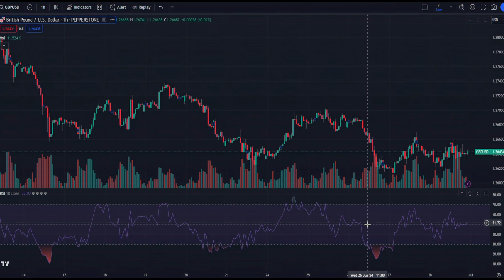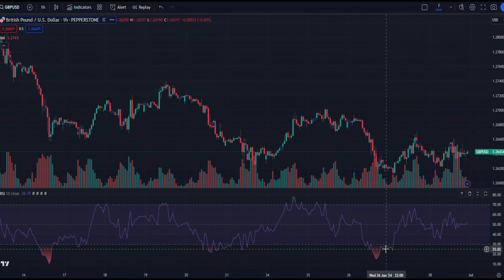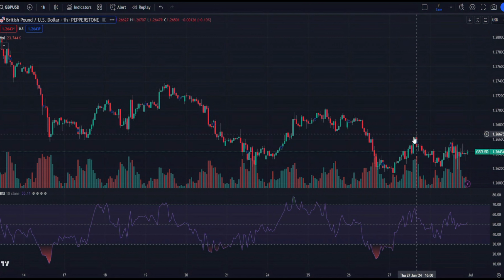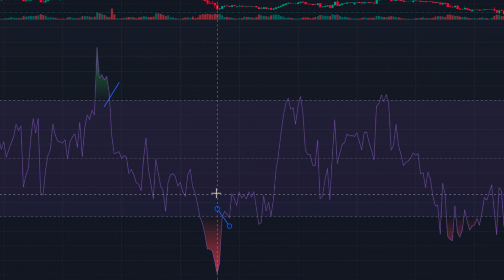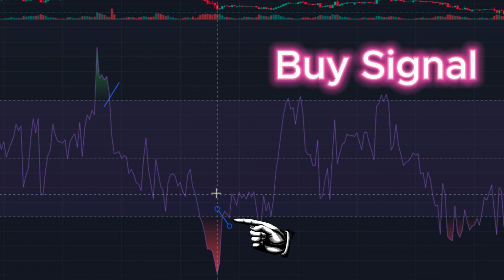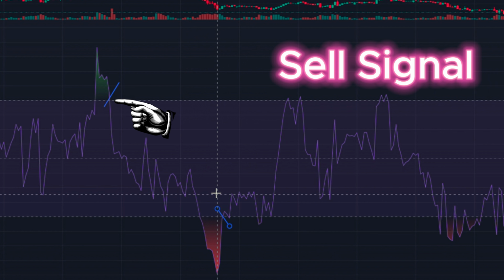Now, how can you use RSI in your trading strategy? There are several ways to use RSI, such as using RSI to identify overbought and oversold conditions. As we mentioned earlier, an RSI above 70 suggests overbought conditions, and below 30 suggests oversold conditions. Traders often look for these levels to enter or exit trades. For instance, if the RSI drops below 30 and then crosses back above it, that might be a signal to buy. If the RSI goes above 70 and then crosses back below it, that might be a signal to sell.